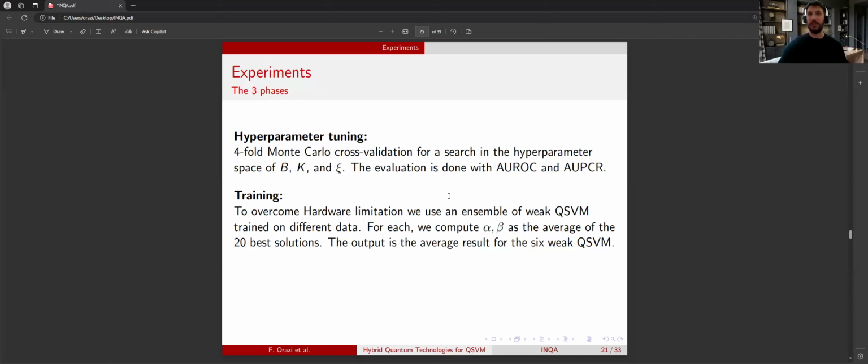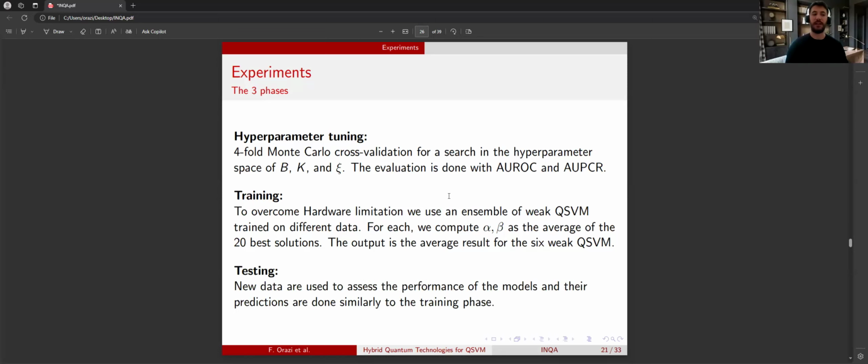So to overcome this limitation, we divided the dataset into 6 smaller datasets, and we built 6 weak quantum support vector machines on different data. And for each weak classifier, we utilized the 20 best solutions returned by the annealer to compute alpha and beta. And for testing, on new data that were not considered during optimization, the predicted label was obtained as an average of the result of the 6 classifiers.